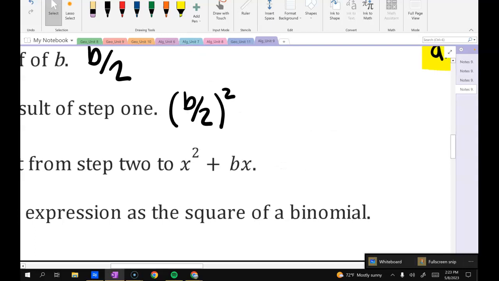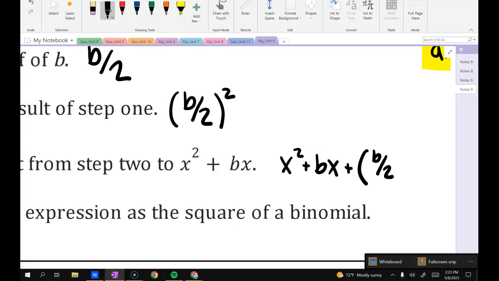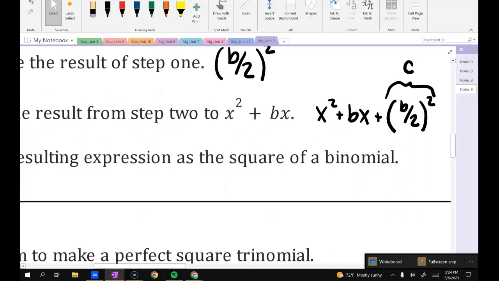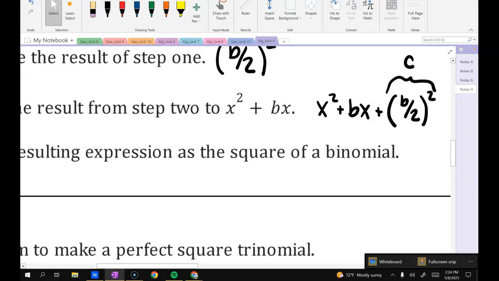So you would write the last step, it would look something like x squared plus bx plus whatever we got in step 2, which would be b divided by 2 squared. So this term right here is your c term. And this is going to make a perfect square trinomial, and perfect square trinomials are easy to factor. So that's why we're doing this. And that'll be your last step. We're going to do some more factoring, going back to using our x method like we did in chapter 7.